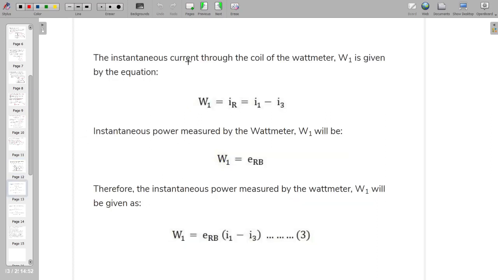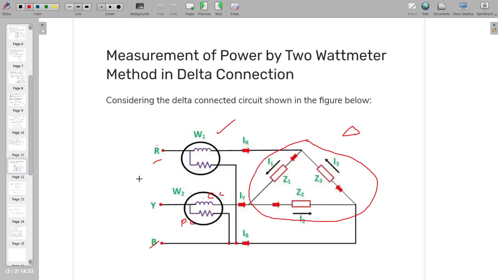The instantaneous current through the current coil of the first wattmeter W1 is IR, and IR is equal to I1 minus I3. Why I1 minus I3? Let us go back to the previous slide. Here it is IR in the delta connection. Considering this point A, the incoming current is IR, the outgoing current is I1 and the incoming current is I3. Applying KCL at this node, we get IR is equal to I1 minus I3.